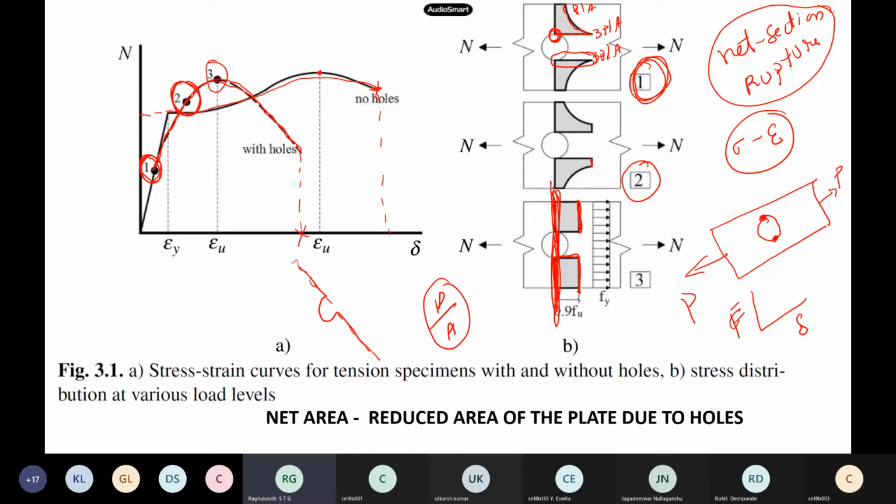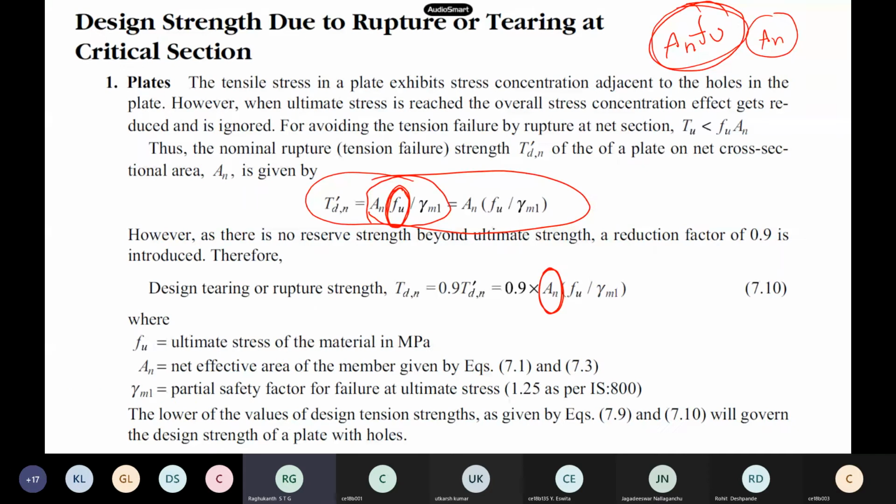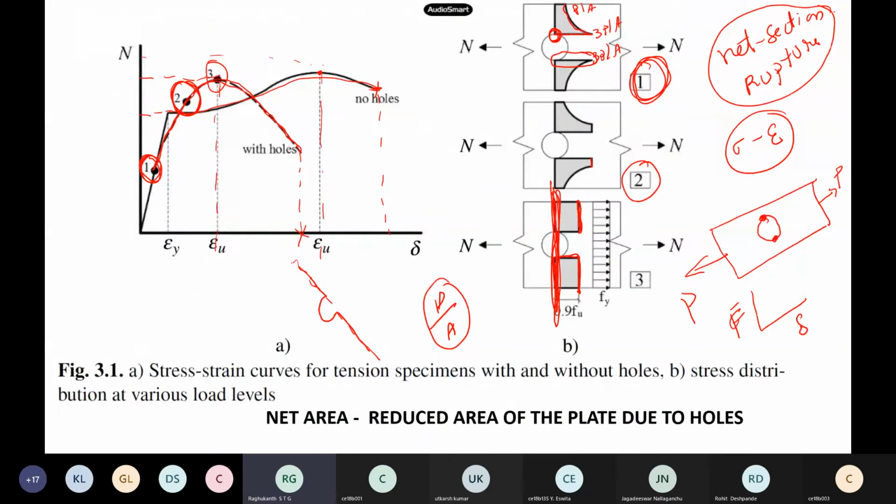So this area has to be used in our calculations, and we use Fu, not Fy, when there is a hole, because it fails by this itself. Whereas if you use Fu for the gross section, serviceability gets violated. So we use Fy and Ag there, and here we use An into Fu. This is the most important thing you should understand in plates: why we use Fy there, why we use Fu here. For this, you have to understand the stress-strain curve of a plate with a hole.